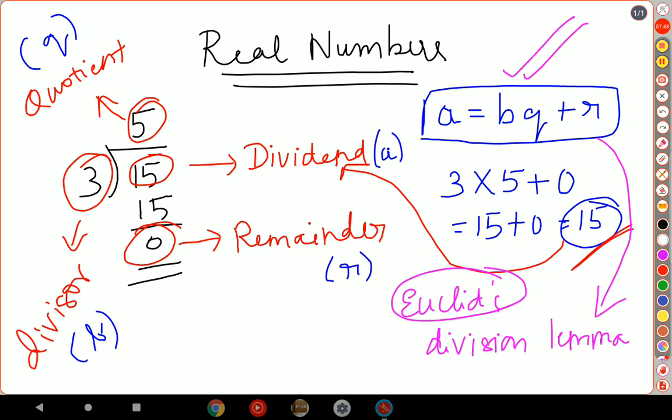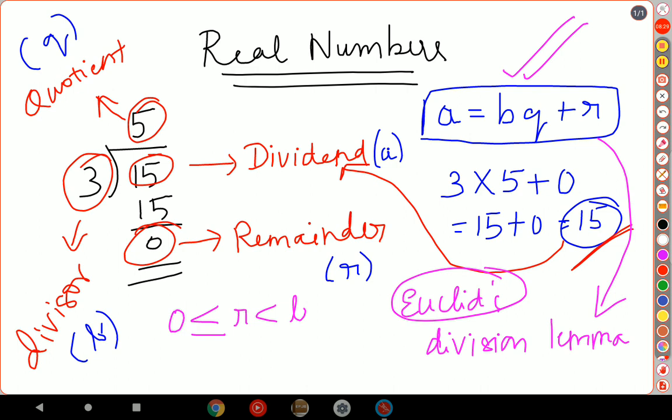Here you might have observed, just remember one thing, that 0 is less than or equal to R, which is less than B. Here you must have seen that the remainder is greater than or equal to 0. Of course, it cannot be less than 0. Here the remainder is 0. Sometimes it can be more than 0, in case it is not perfectly divisible.